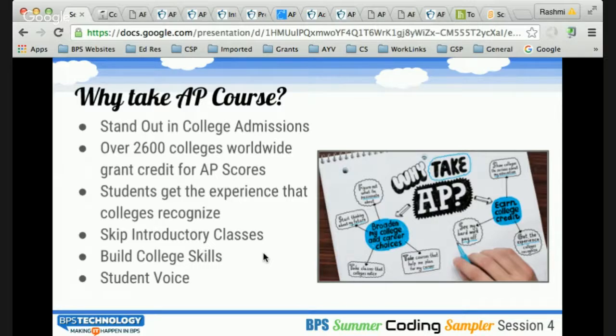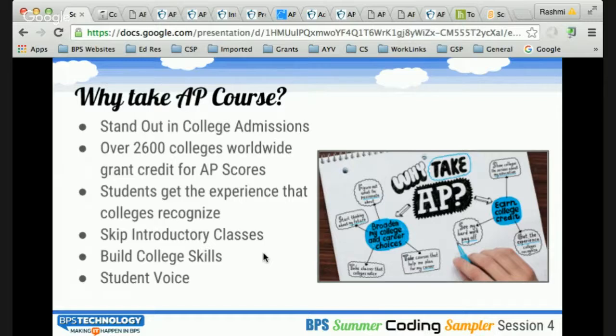So why take an AP course? That's the common question that comes up when we talk about AP classes, and these are very standard reasons why people choose AP. It stands out in college admissions. It allows you access to different colleges in terms of your transcript. Over 2,600 colleges worldwide grant credit for AP scores. So it's a recognized course offering all over the world. Students do get an experience that college recognizes.